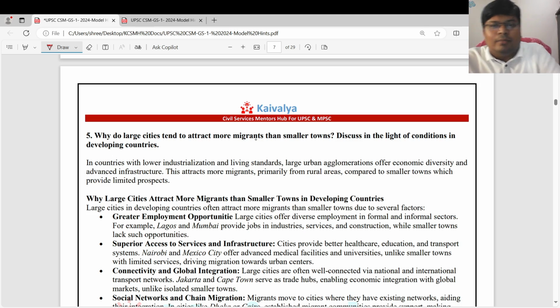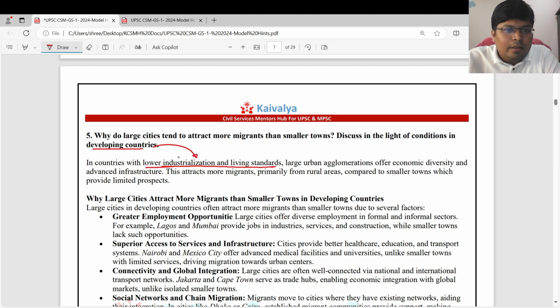We can take an example over here. For example, the introduction: in countries with lower industrialization and living standards. Now, what does it mean? Lower industrialization and living standards mean it is related with the developing countries. Now you have just simplified it. Now, if the examiner goes through your one line, obviously he or she will understand that you know the meaning.